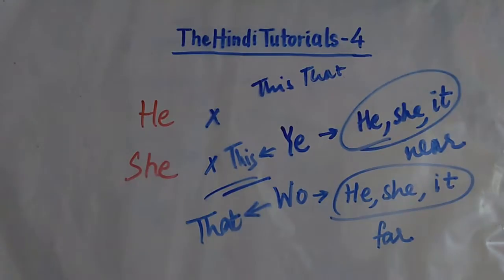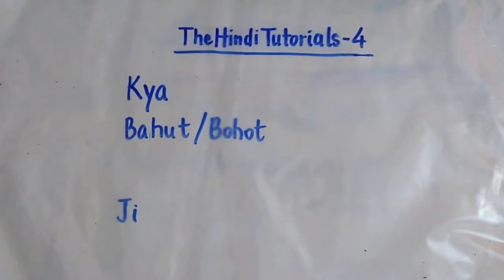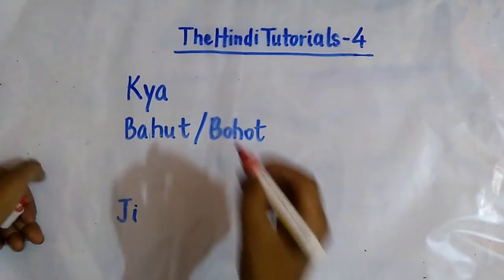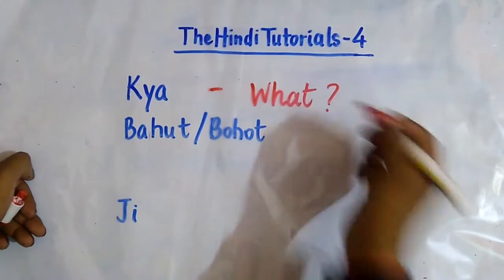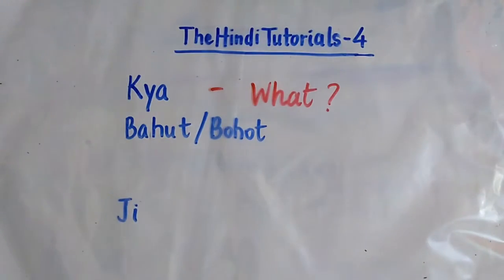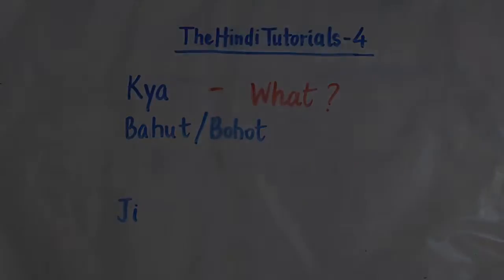ठीक है? Now moving on to the next words. We have reached the last set of words for today. The first one is kya, which means what. Now let's see how does it look in normal conversation.